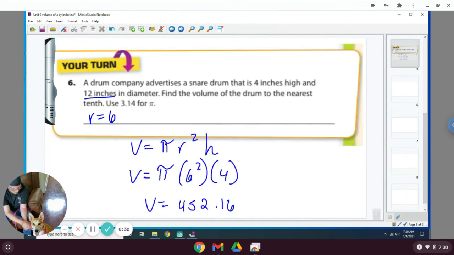I don't know why I have so many blank pages. Okay, and that is how you find the volume of a cylinder.